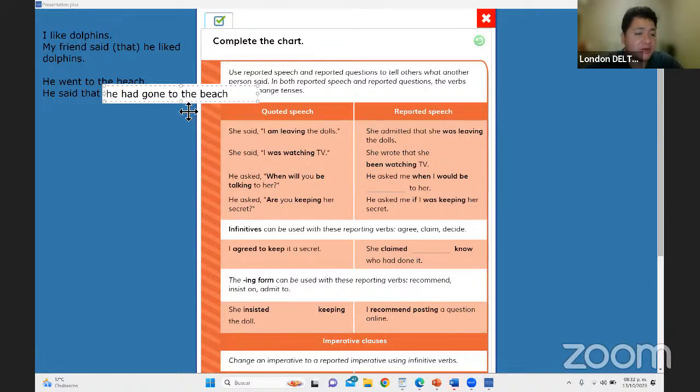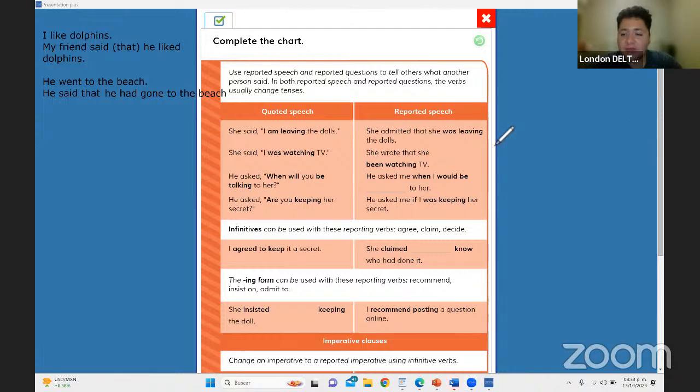I'm going to explain. Sometimes you don't need to use the back shift. But in this case, let's try to learn first how to use the back shift. So we say he said that he had gone to the beach, right? Él dijo que él había ido a la playa. Él dijo que él había ido. So in English, in the reported speech, as well as in Spanish, we take one tense back in the past.